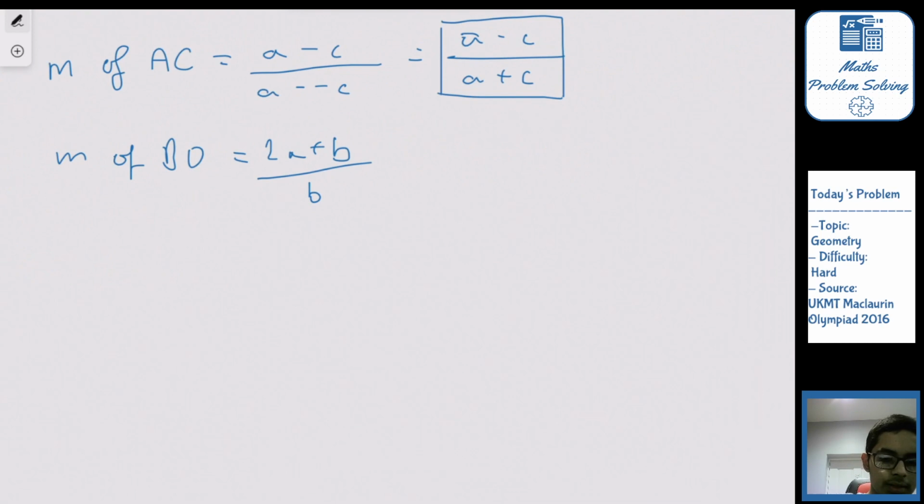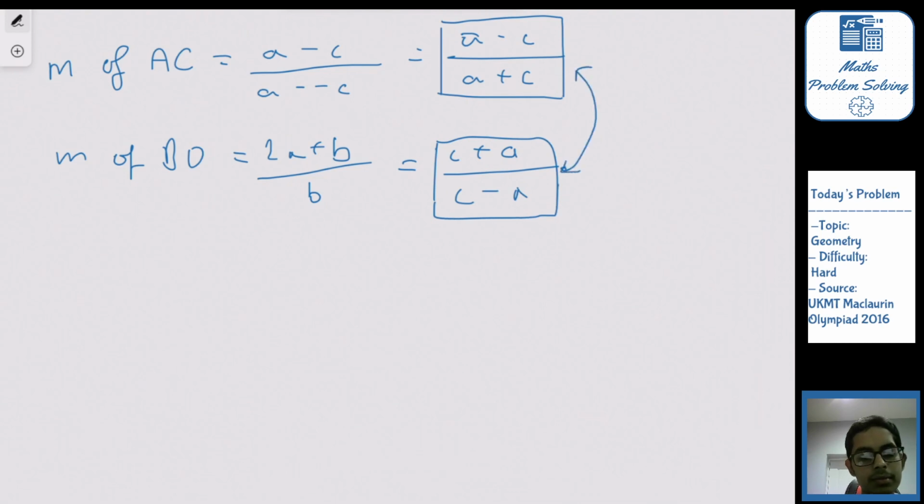So now let's try and write this in terms of A and C, because remember we're trying to derive a relationship between the two gradients. So 2A plus B, so A plus B equals C, therefore we can write C plus A as the numerator, and as the denominator we get C minus A. So now as you can see, there is a clear link between this and the top gradient.